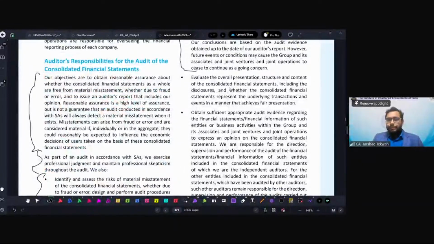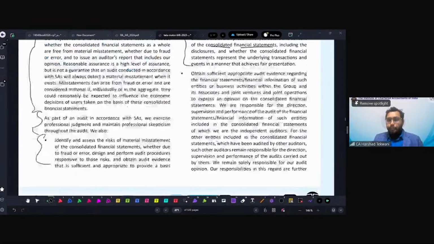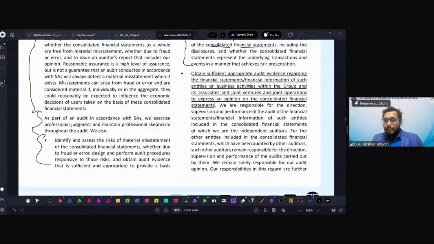You have management's use of going concern basis and going concern assumption, similar. Now this one, see, fair presentation. Earlier we were talking about standalone. Now we are referring to the consolidated financial statement. A slight change. Okay. Then this part, which is different, which is: obtain sufficient and appropriate audit evidence regarding the financial statement and financial information of such entities or business activities within the group and its associate, joint venture, joint operations to express an opinion on the consolidated financial statement.